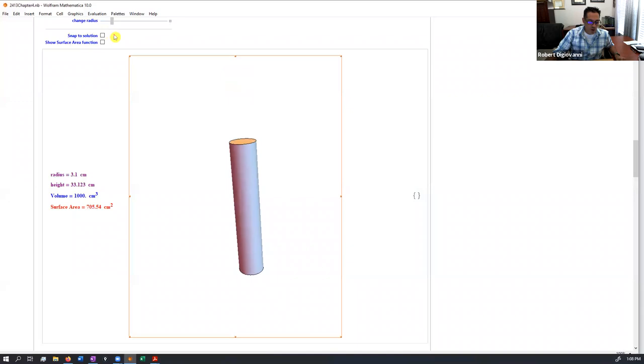So somewhere in here is an optimal way to construct the can so that it holds 1 liter, but has the minimum surface area. That would be something you would want if you were manufacturing these and had to pay for the aluminum to make the can. You don't want to arbitrarily make the can. You'd like to minimize the surface area to spend the least amount possible on the aluminum that's required.